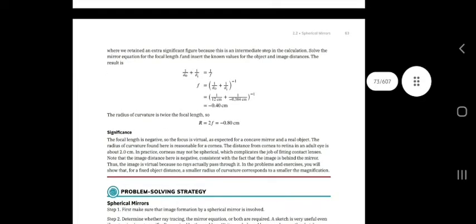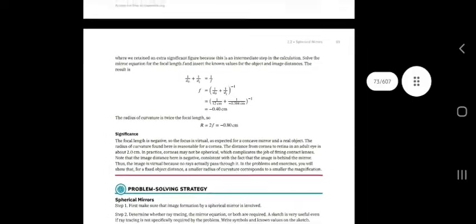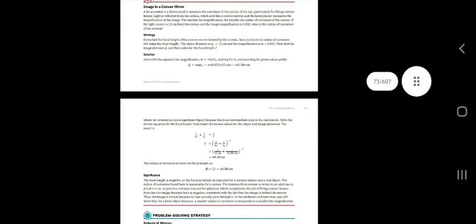Note that the image distance here is negative, consistent with the fact that the image is behind the mirror, and thus the image is virtual because no rays actually pass through it. In the problems and exercises, you show that for a fixed object distance, a smaller radius of curvature corresponds to a smaller magnification. So that would be all. Thank you. So let's proceed to problem set number 3, example 2.3.